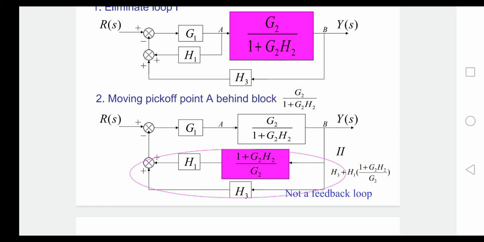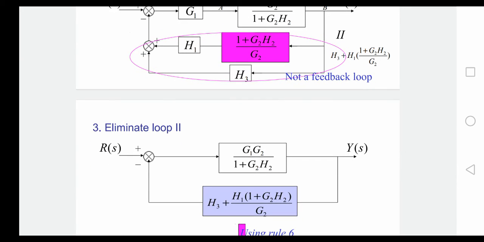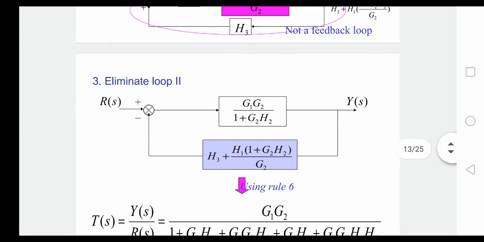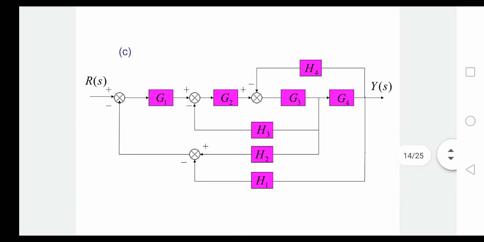Again you need to take, this is a feed forward. That means these H1 and this pink color block will be in series, so you can multiply. After that H3 and these two are in a feed forward path, these two are in series, so you can add. Once you are adding, this will be eliminated, so finally you are getting like this. Again this will be a closed loop, that means you need to find the transfer function. This is one more problem.